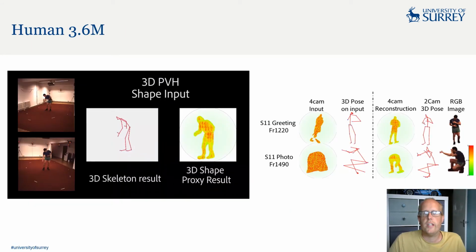We perform a further quantitative and qualitative evaluation on the popular Human 3.6M dataset as shown below. Each video is captured using 4 calibrated cameras arranged in a 360-degree arrangement, and we follow the standard train and evaluation protocols of the dataset. As you can see from the 4-cam input and 3D pose, it is very poor. However, we are able to clean up the reconstruction and the 3D pose to provide excellent results.